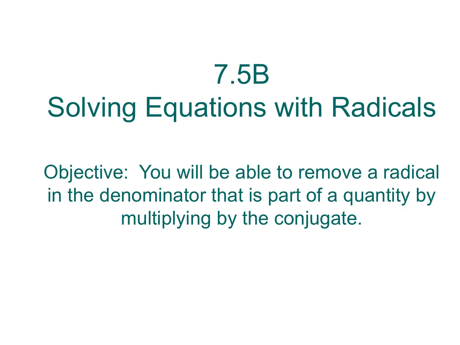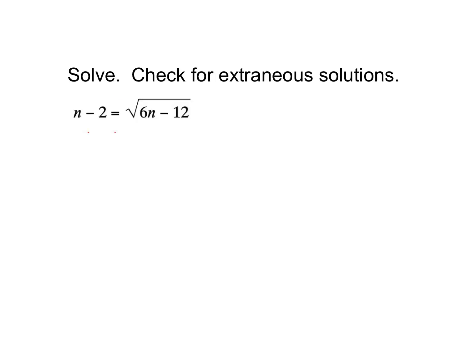All right, 7.5b, we're going to split it up into B and C. We're just going to solve the equation with radicals, and you're going to see one new type of problem today, and that's it. And here's the new problem you're going to see.